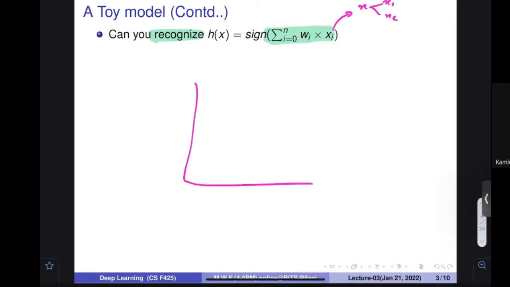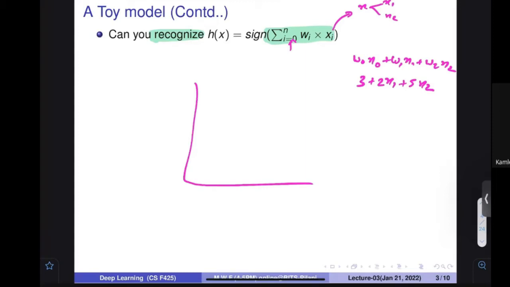So this is going to be the sum from i equal to 0 to n, which is W0 X0, where X0 is 1, plus W1 x1 plus W2 x2. This kind of formula it would be, and we want to find out what the sign is. Now let us put in some values. Let's say W0 is 3, W1 is 2 times x1, and W2 is 5 times x2. If I write like this, what is this?